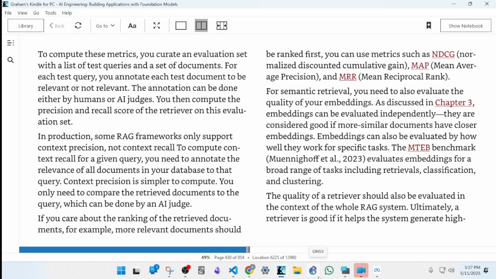If you care about the ranking of the retrieved documents, for example, more relevant documents should be ranked first.